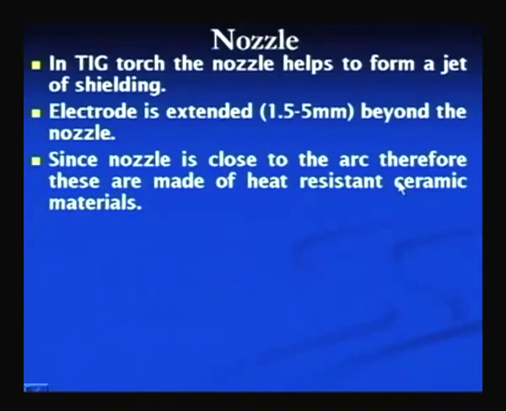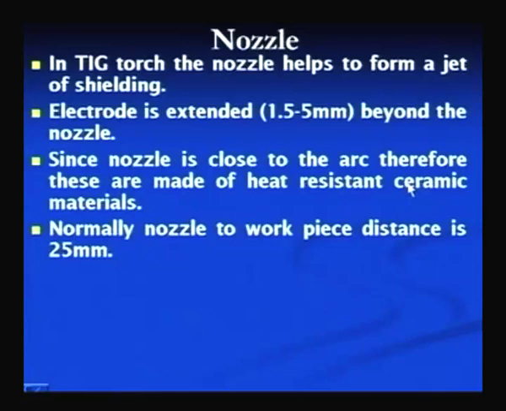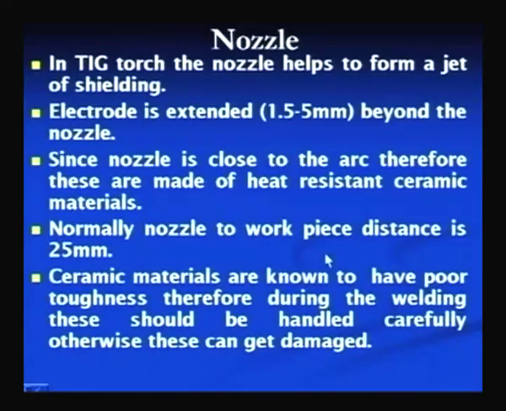Since the nozzle is very close to the arc, it always gets heated from the heat of the arc, and that is why there are chances of it getting damaged. To increase the resistance to the heat from the arc, these nozzles are made of ceramic materials. But ceramic materials are known to have poor mechanical properties, that is why these need to be handled carefully. During the welding, the nozzle to workpiece distance is kept at about 25 mm. If the distance between the workpiece and the nozzle is small, it can cause back burn to the nozzle, and that is why an optimum distance has to be maintained between the nozzle and the workpiece.